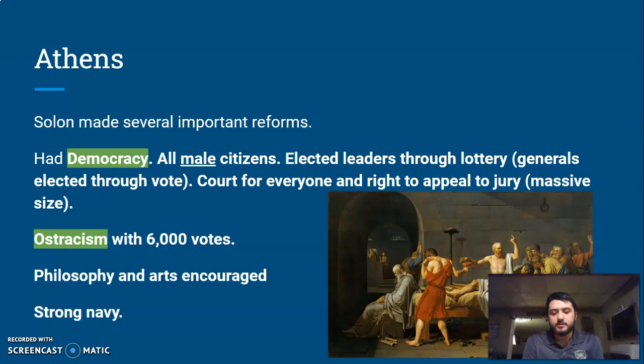So Athens also cared a lot about philosophy. This is where Socrates, Plato, Aristotle came in. They all lived in Athens and had their schools there, and they were there quite often. And art was very important, with theater. A lot of plays came from Athens, a lot of buildings, a lot of architecture, a lot of things came from Athens. And so their navy was also very important to them.